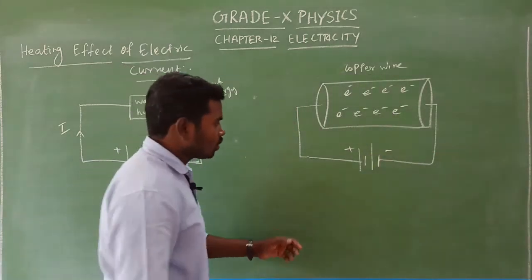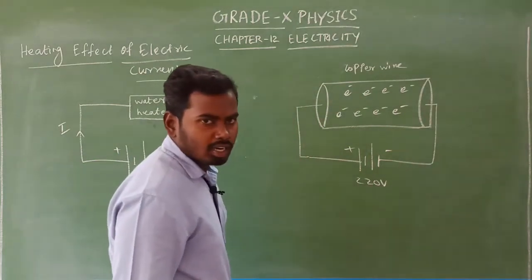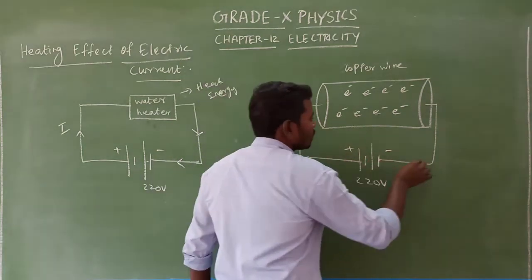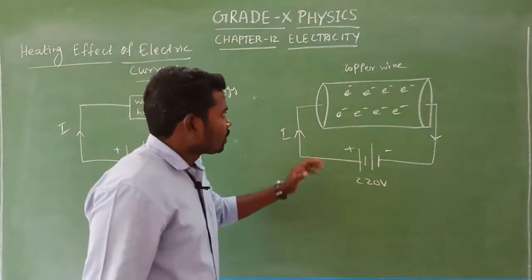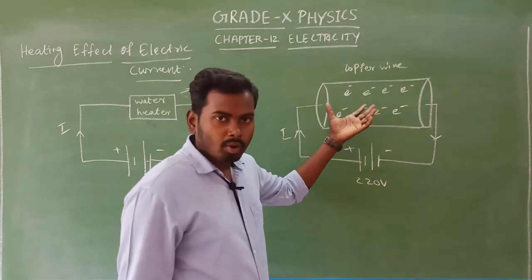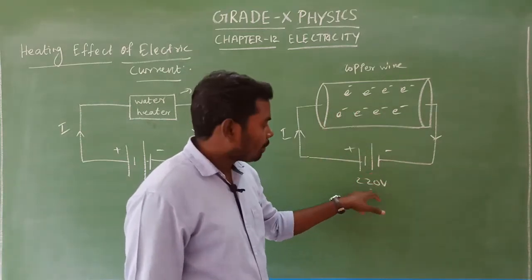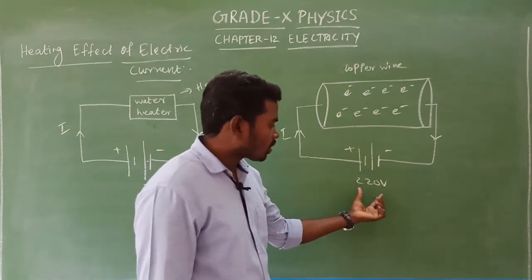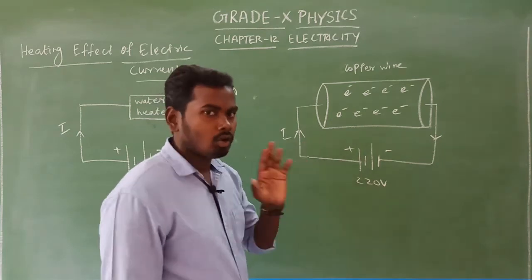We apply 220 volt potential difference. Due to this potential difference, there will be some amount of current. The current flows from the positive terminal to the negative terminal. Here the two ends of the copper wire are connected along with the two terminals of the battery, and we apply 220 volt potential difference, so there will be some amount of current.